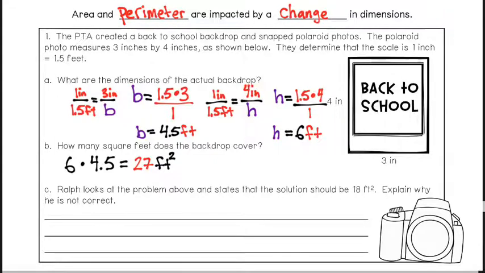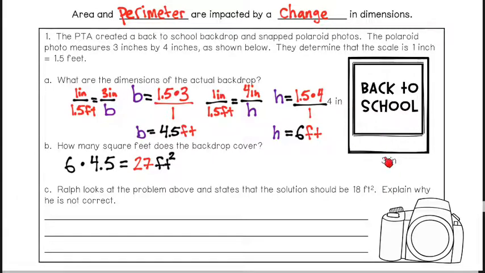Now Ralph looked at the problem and stated that the solution should be 18 square feet, and we need to explain why he's not correct. First off, we should figure out how he got 18. If I were to get the dimensions of this actual thing right here, it would be 4 times 3, and that would be 12. Then if I multiply that by the scale factor, 1.5, 12 times 1.5 gives me 18.